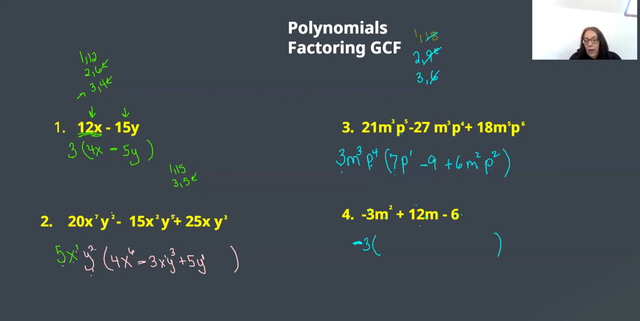Now, a negative times a positive gives me that negative. I've already got the 3. I need the m squared. A negative times a negative gives me a positive. I've already got 3. 3 times 4 is 12, and I got to bring the m along. Now, a negative 3 times a positive 2 gives me negative 6. And we're done. Negative 3m squared, here we go, positive 12m, and negative 6. Perfect. We are done. Ta-da!